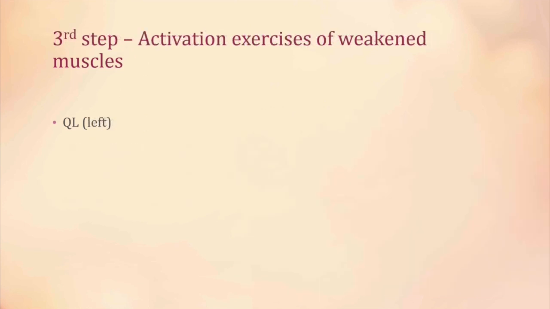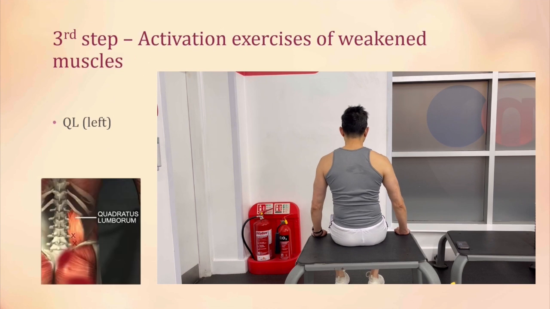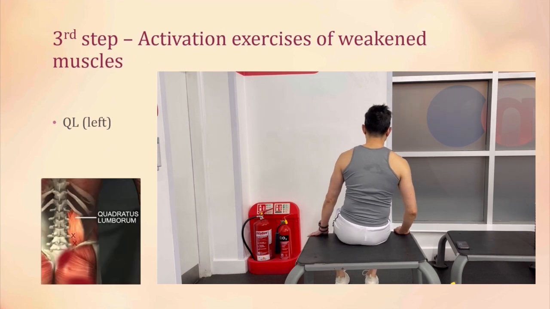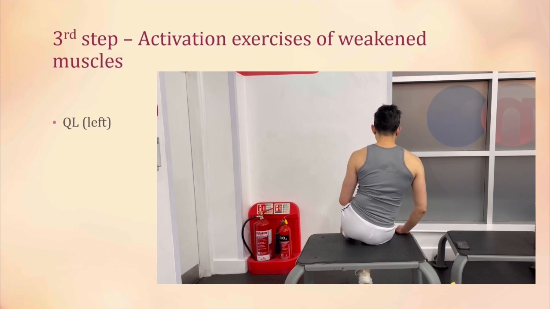Next, we need to activate the underactive muscles. First, activation of the left QL. Hip hitch. Sit tall on a chair. Lean slightly towards the right hand side. Lift your left buttock off the chair. Aim to feel your left lower back muscles activate. Hold the contraction for about 3 to 5 seconds and then repeat for about 10 times.